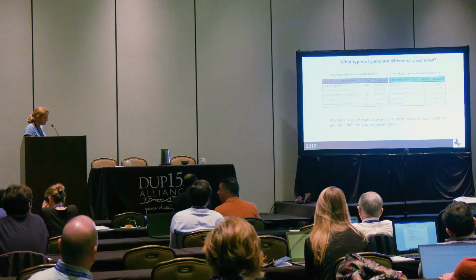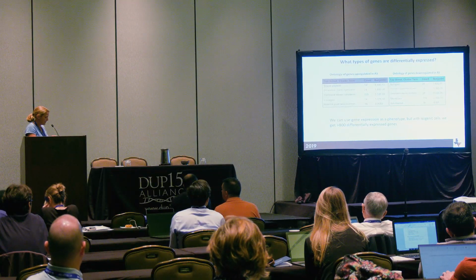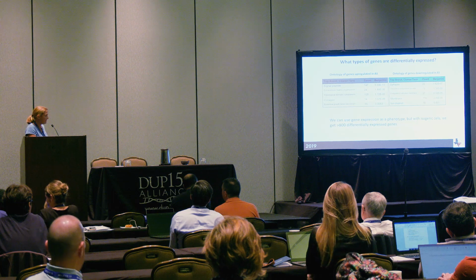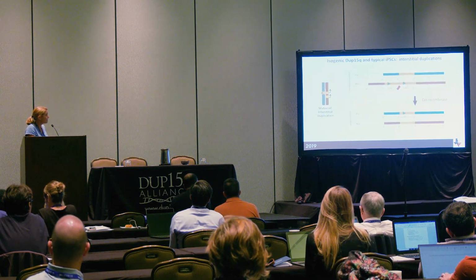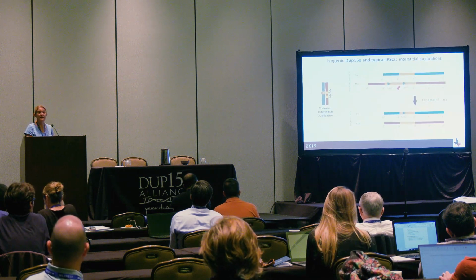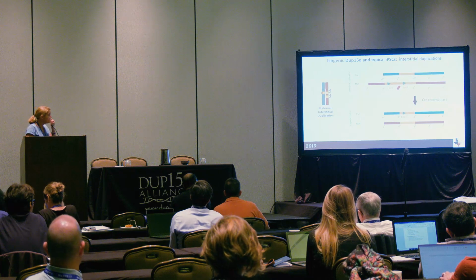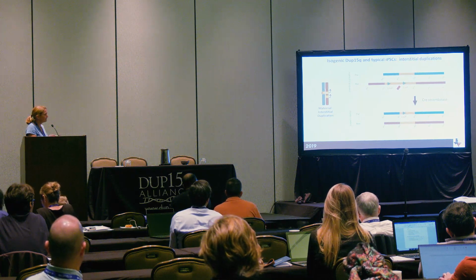And this told us that trying to do an RNA-seq analysis in non-genetically related typical and Dup15q cells is a really bad idea, because we can't know whether the gene expression changes are due to the background genetics or due to the duplication itself. So my lab has spent a crazy amount of time with very little success trying to make these isogenic cell lines. And this ends up being really, really hard.